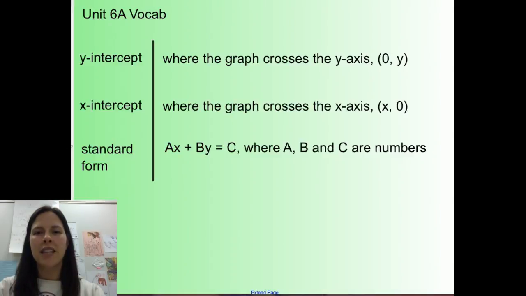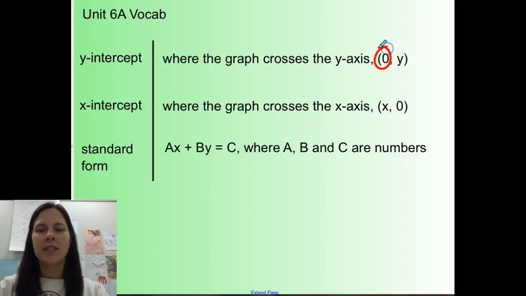The next form of a line that we're going to look at is standard form. In order to understand standard form, we're going to be solving for x and y intercepts. We've seen a y-intercept with slope-intercept form. Now we're going to look at it as an ordered pair. The x value is 0 and the y value is a number. It's on the y-axis. It's where the graph crosses the y-axis.